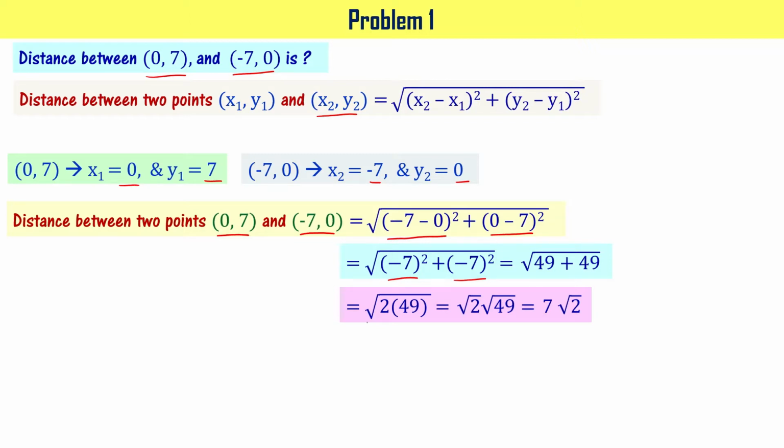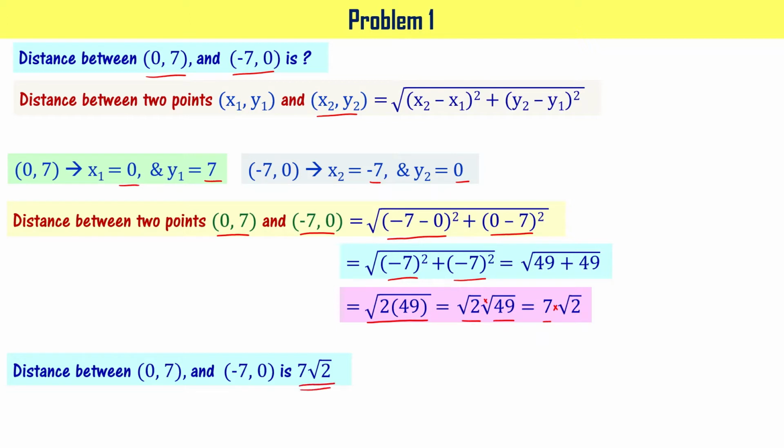We can write the square root of 2 times 49 as square root of 2 times square root of 49. We know that square root of 49 is 7. That's why it becomes 7 times root 2. So to answer the question, the distance between the points 0, 7 and minus 7, 0 is 7 root 2. This is what we are asked to find.